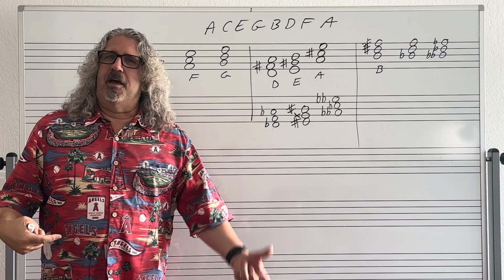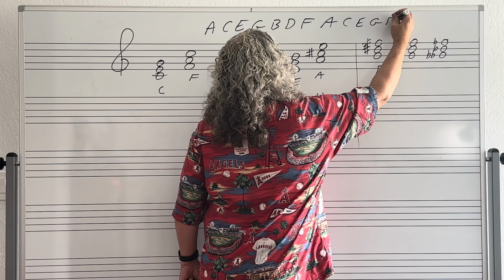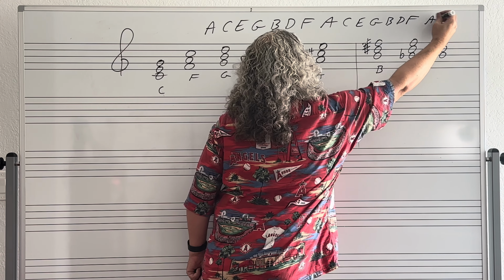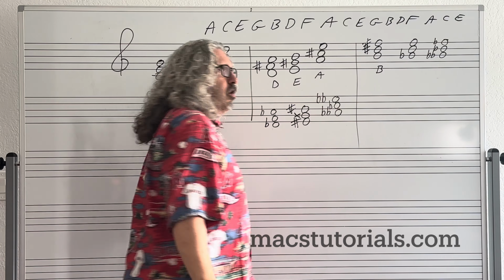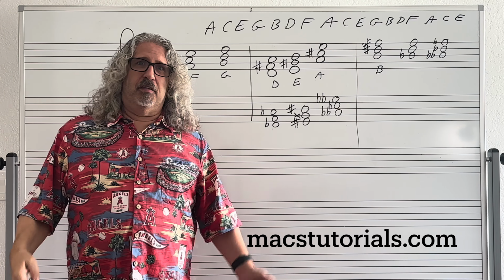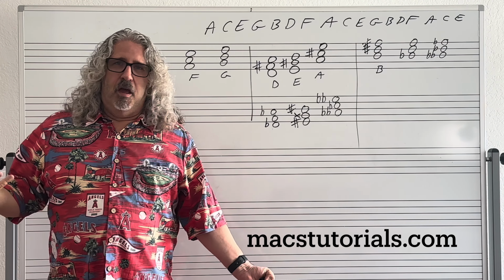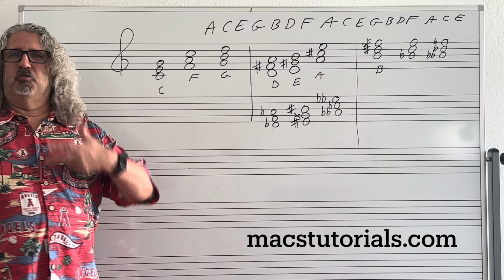A, C, E, G, B, D, F, A. Now you want to keep going. A, C, E, G, B, D, F, A, C, E. B, D, F, A, C, E, G, B. E, G, B, D, F, A, C, E. And so you want to get to a point where you can just run them off.